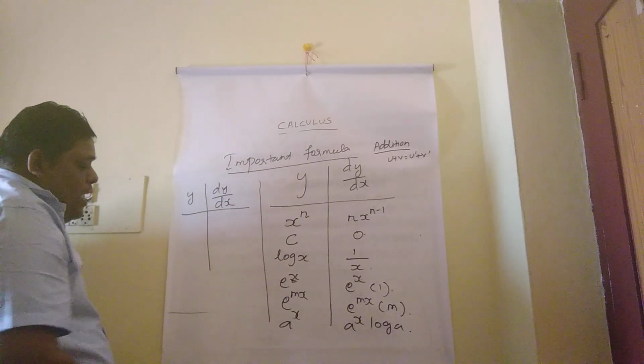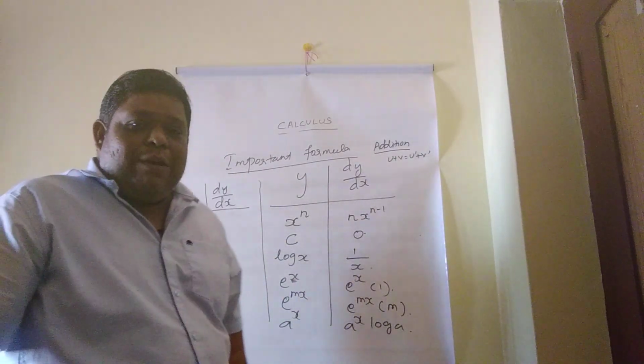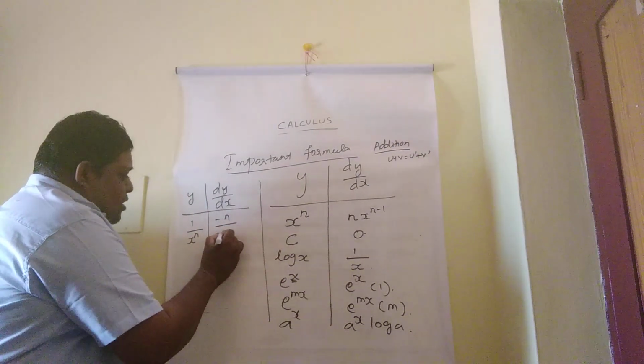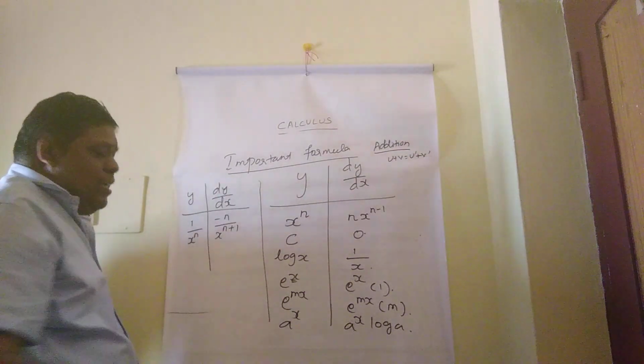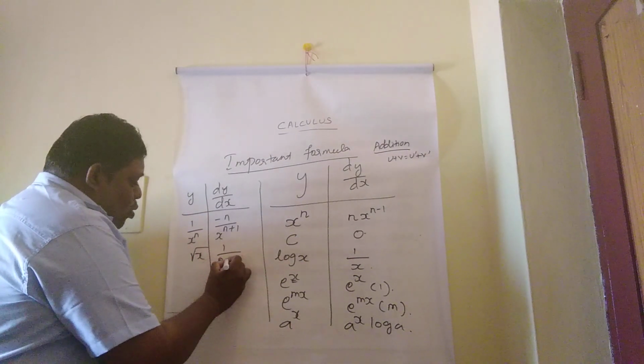Derivative function of 1 by x to the power n is minus n divided by x to the power n plus 1. Derivative function of root x is 1 by 2 root x.